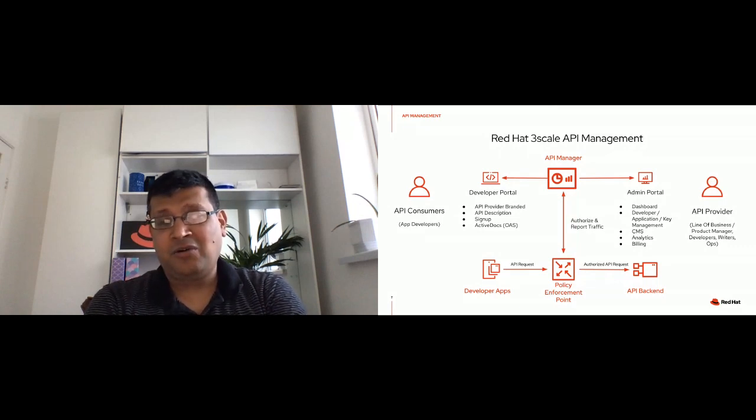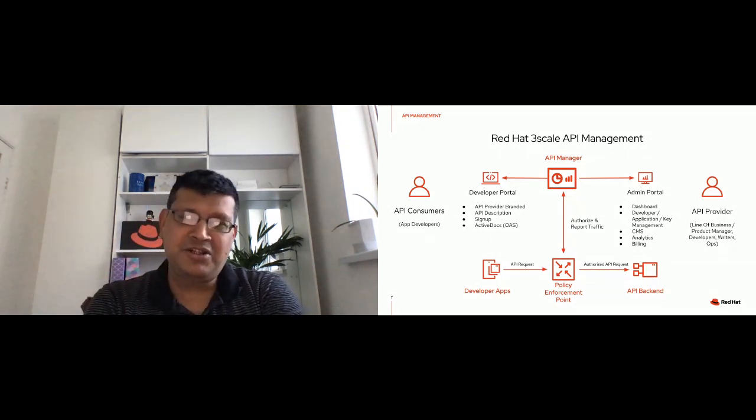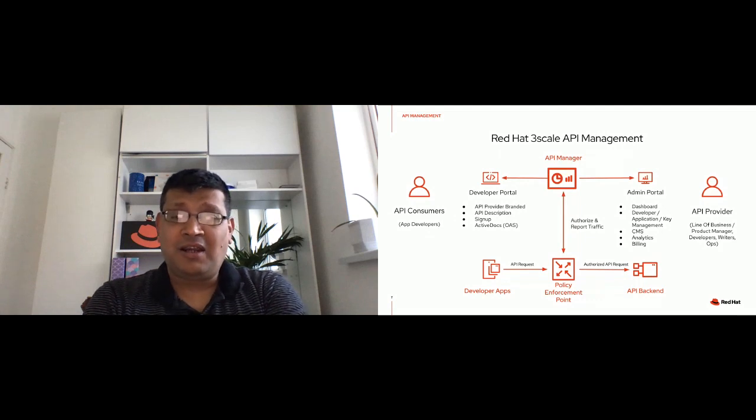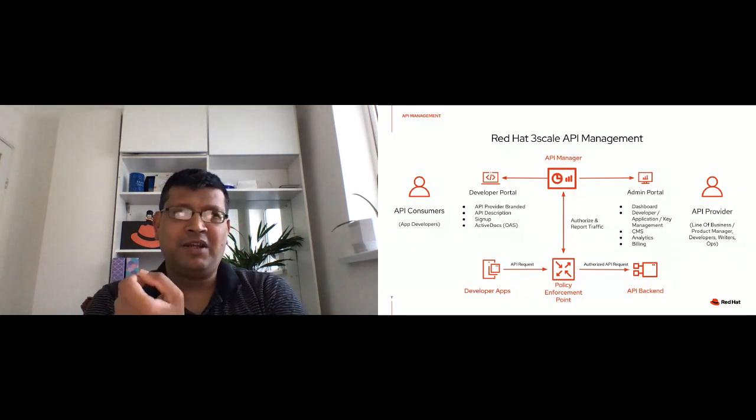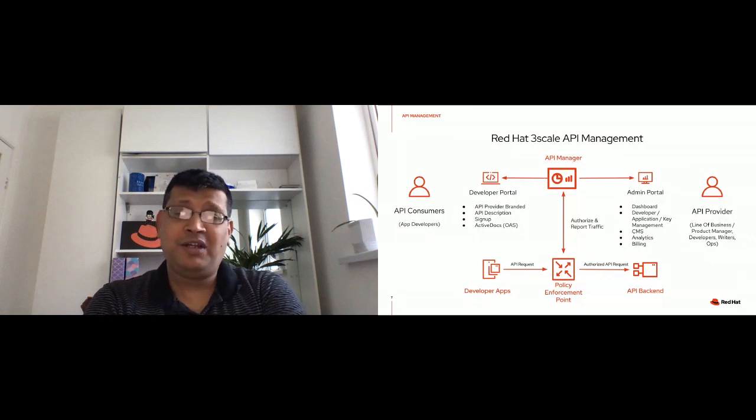Right. Now, this is sort of the control plane where you manage your API capabilities. In your data plane is your policy enforcement point. So this is a very thin gateway that would sit between your API consumers and your API backend and provide you with the enforcement of the policies and the authorization of the traffic going to your API backend.